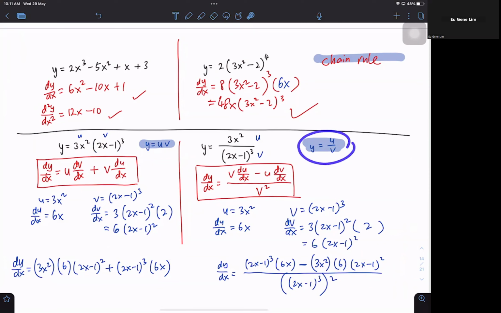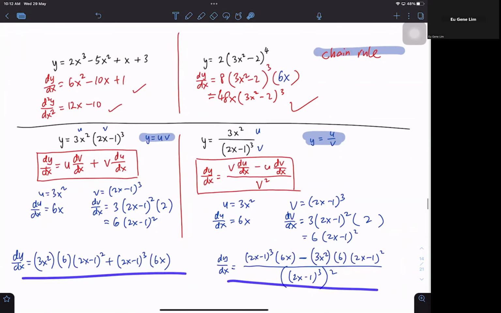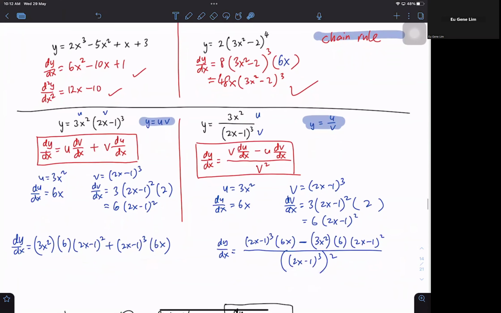Then when do we use U over V? When up and down both have X, then you need to use U over V. The top part is U. The bottom part is V. Then you find du dx, find dv dx. Then you do the formula. The formula will be given in the exam, but of course, I encourage you to memorize it. I'm not going through this one now. Later when we do questions, then we see how to do it, okay?